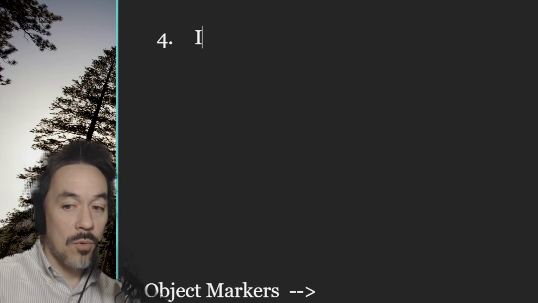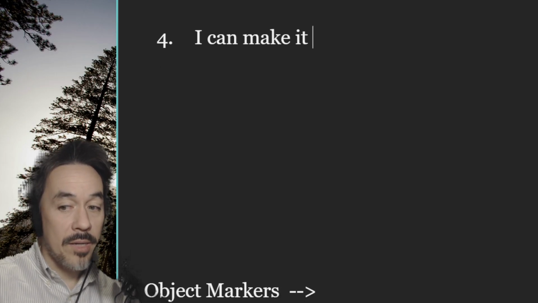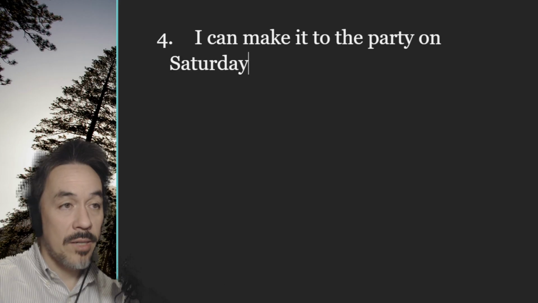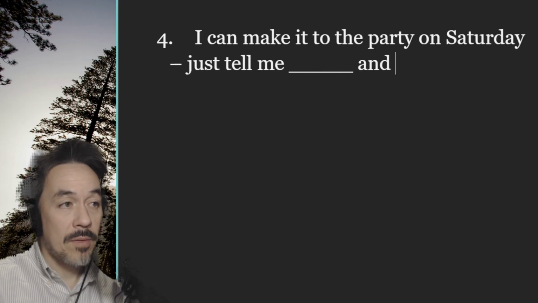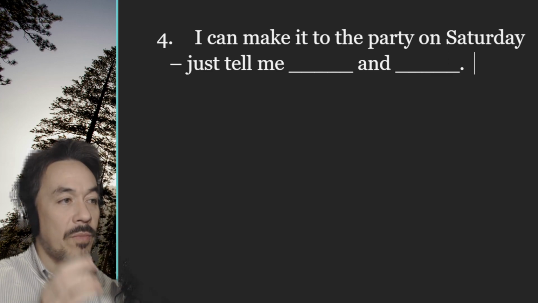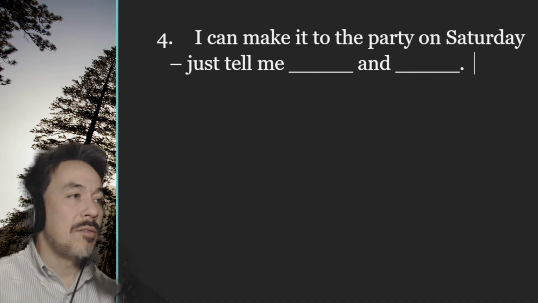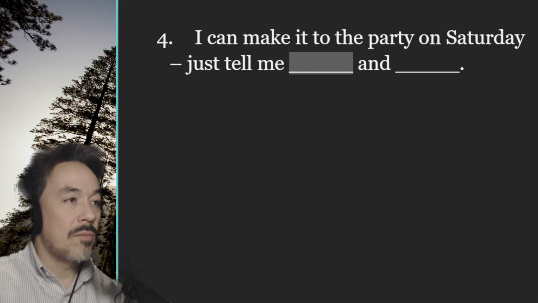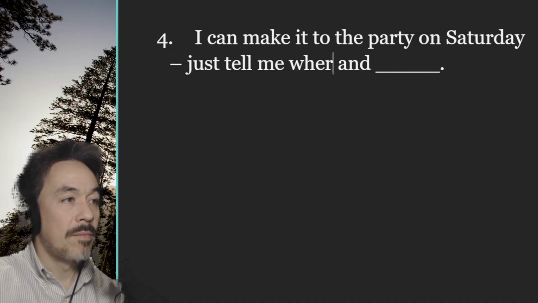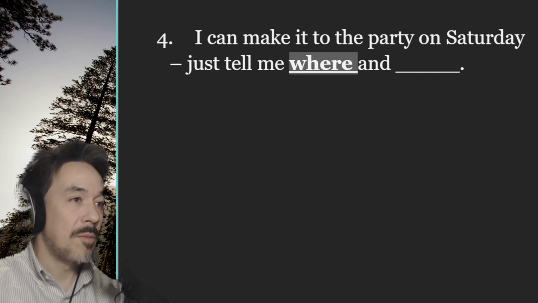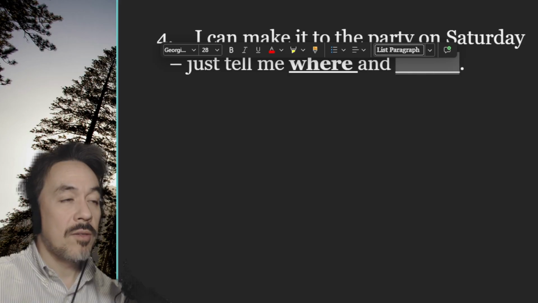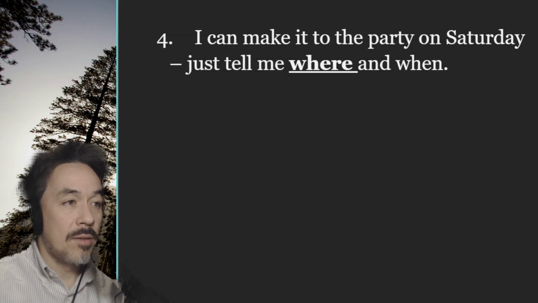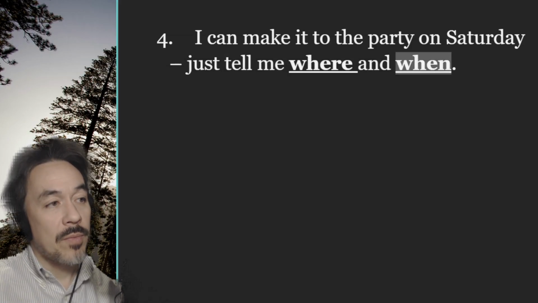Number 4, I can make it to the party on Saturday. Just tell me blah blah and blah blah. Let's see. So you can choose different ones. Just tell me where. That means the place. Tell me the place. And what's the other important part? And tell me where and when. The time and the place.